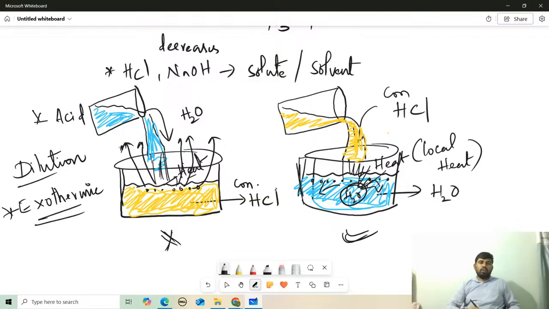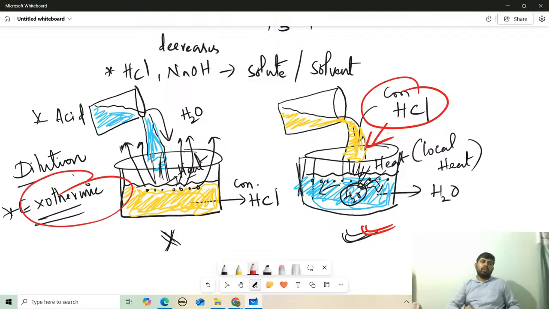Then how should we dilute, sir? We should add the concentrated acid to the water, not water to the acid. Try to understand, because the reaction is an exothermic reaction. That's why this is the right method: we should add the acid to the water, not water to the acid. Clear? I hope you got the concept.